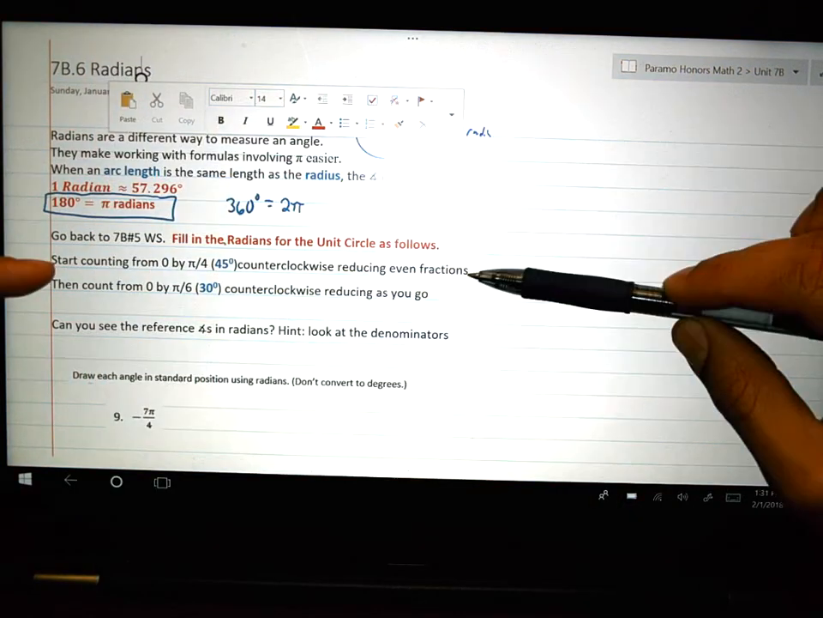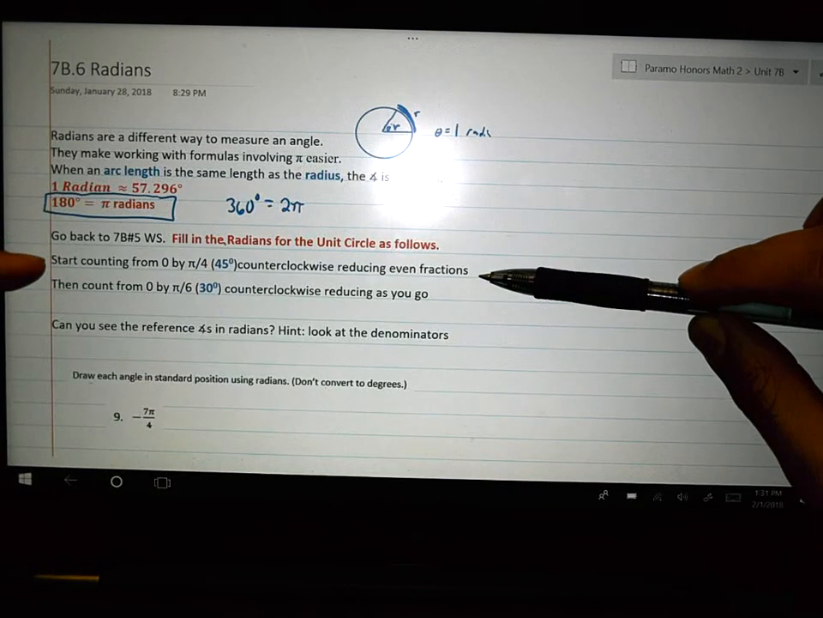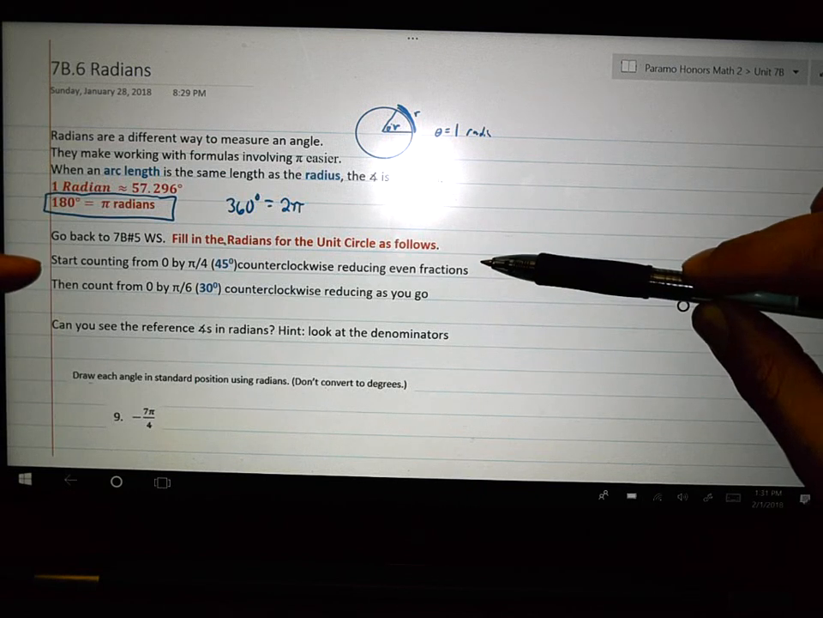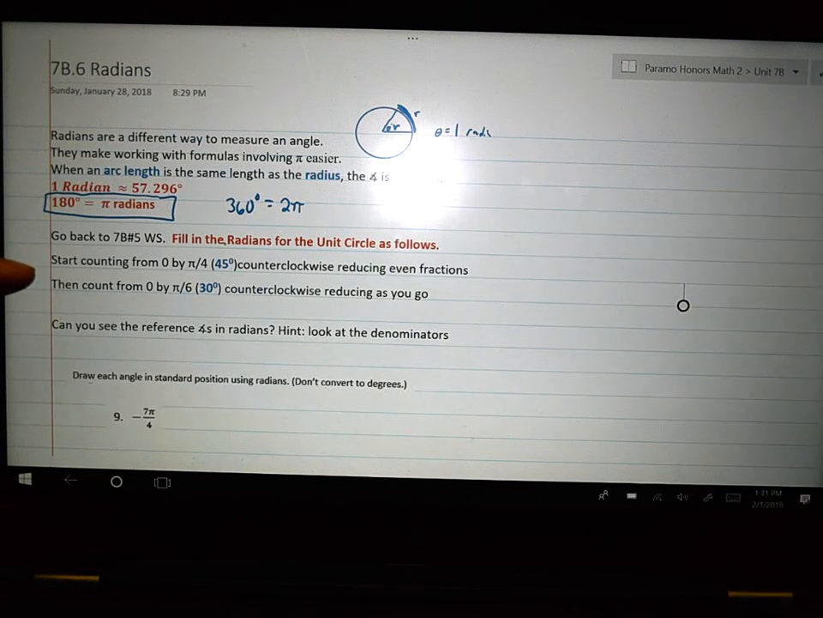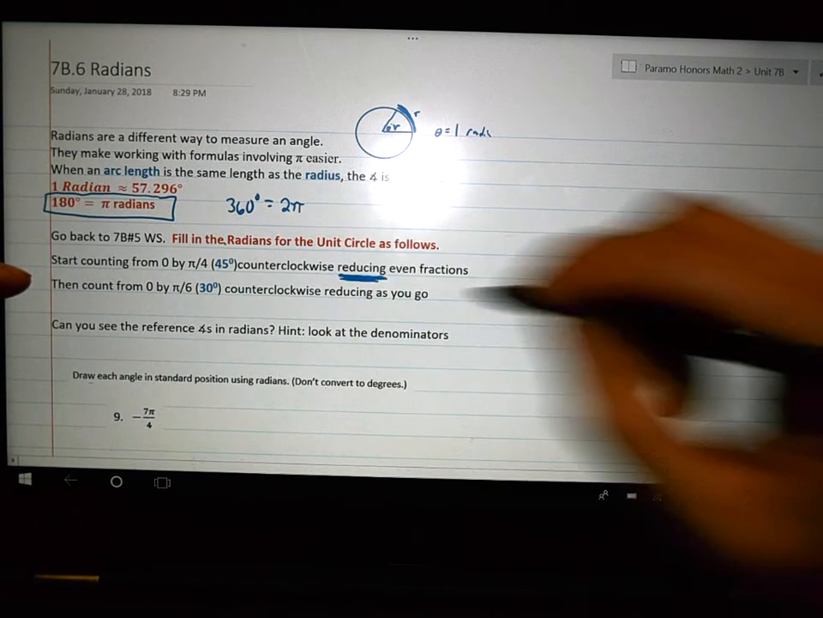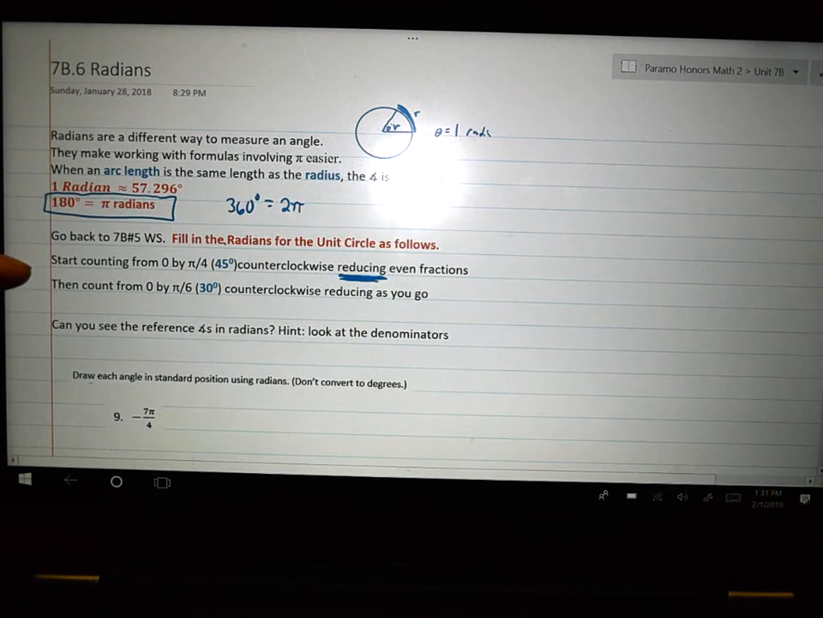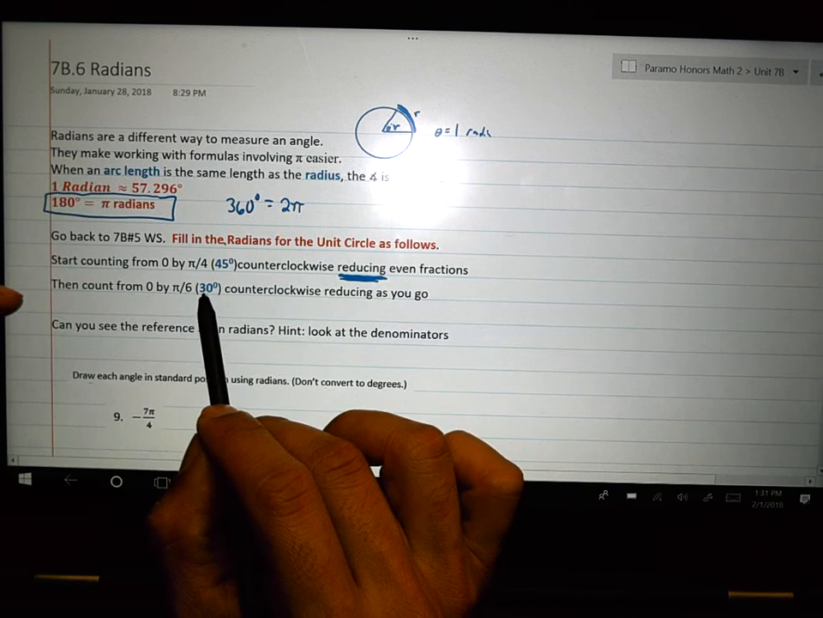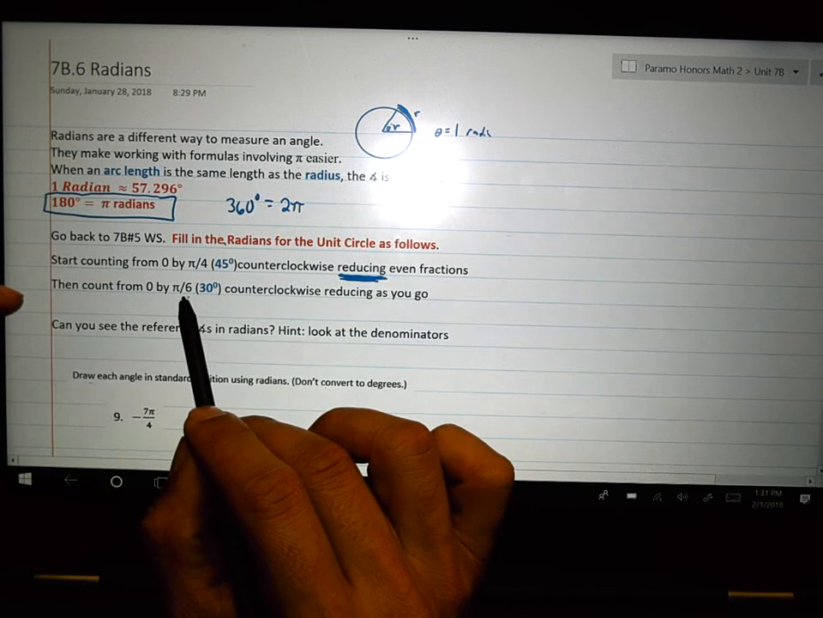That was this step right here in our notes. It says start counting by, do the pi over 4s first. Reduce, let me underline that word because that's what we have to do. We have to reduce the fractions that are even as we go. The next ones that we're going to do are 30 degrees apart. Since you know the degrees already, 30 degrees is the same thing as pi over 6.